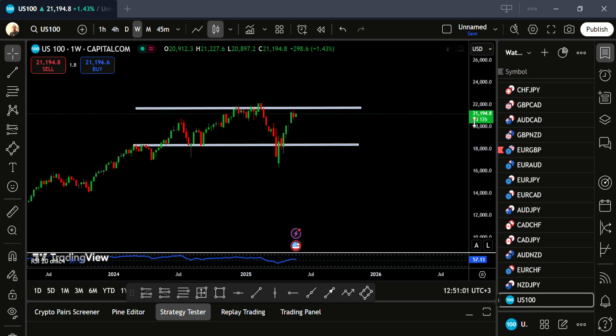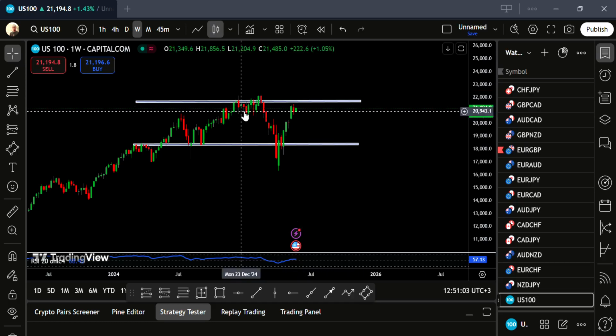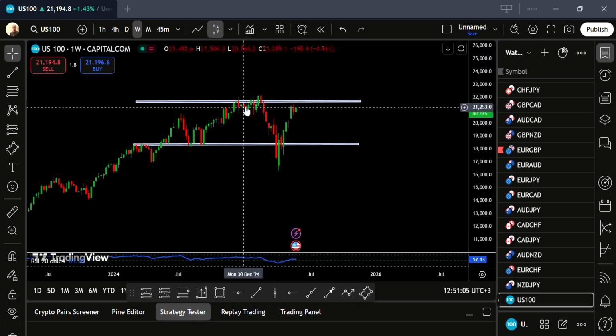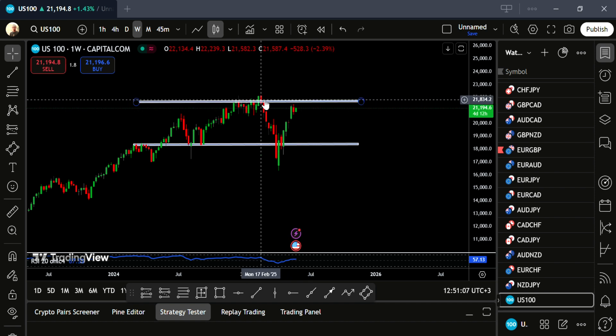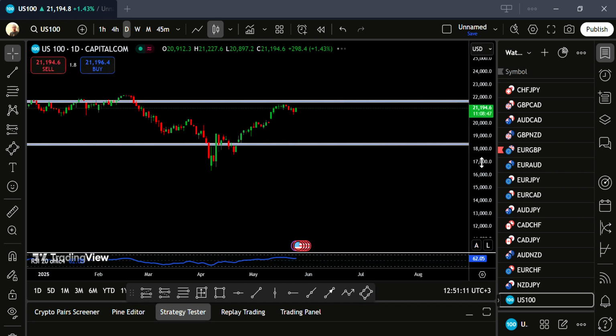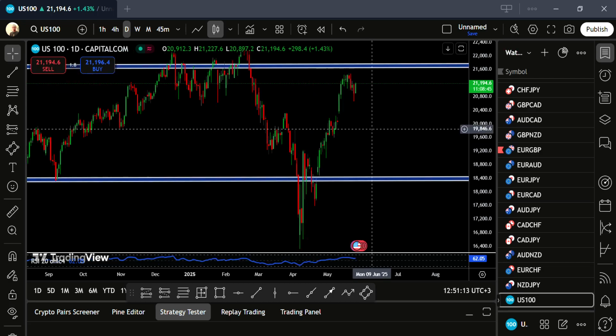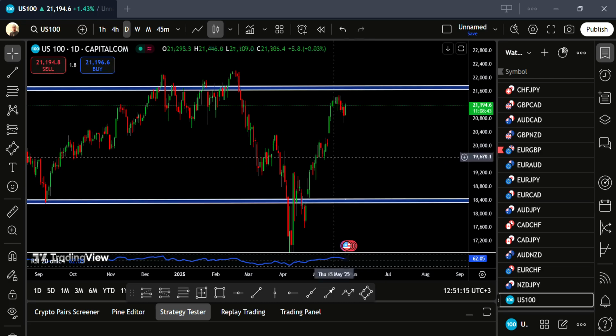And you see we have a double. No, not a double top. This is another shoulder. This is a shoulder. This is another shoulder on the weekly time frame. So when we come to the daily, signs are showing us we're going down. When we come to the daily, what do we see?